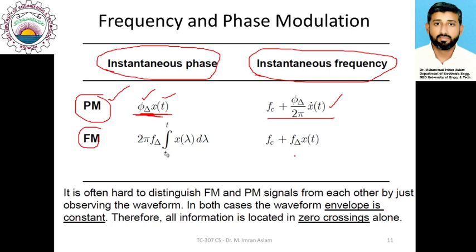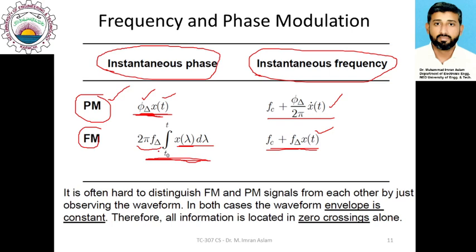Similarly, for the FM signal, the instantaneous frequency is directly proportional to the message signal. You can see that the instantaneous frequency is dependent on f delta x t. So as we change the message signal, the instantaneous frequency will change linearly. Whereas the phase has a rather different relationship. The instantaneous phase of the FM signal is dependent on the integration of this message signal. So you can get the instantaneous phase by integrating the message signal and multiplying by 2 pi f delta.